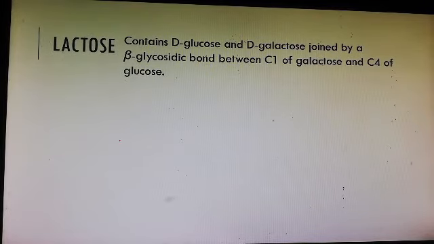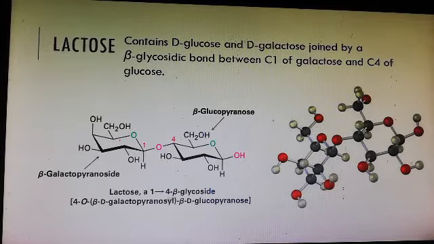So, next we have the lactose. Lactose contains D-glucose and D-galactose joined by a beta-glycosidic bond between carbon 1 of galactose and carbon 4 of glucose. Ang lactose is a disaccharide that occurs naturally in both human and cow's milk. And it is widely used in baking and in commercial milk formulas for infants.